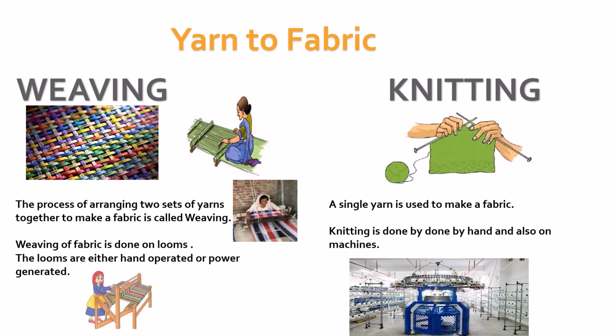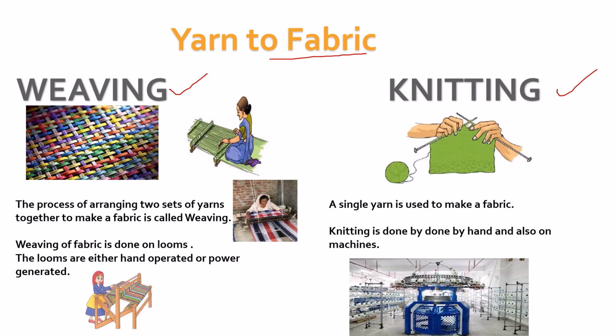Next we come to yarn to fabric. तो अभी तक हमने क्या पढ़ा? हमने पहले फाइबर पढ़ा, उसके बाद हमने उससे yarn बनाया, and now we come to the fabric, final clothes material. So here the two processes are discussed. First is weaving and second is knitting.